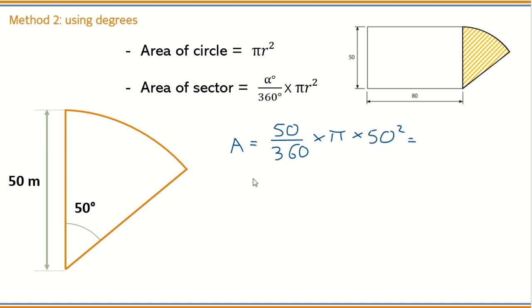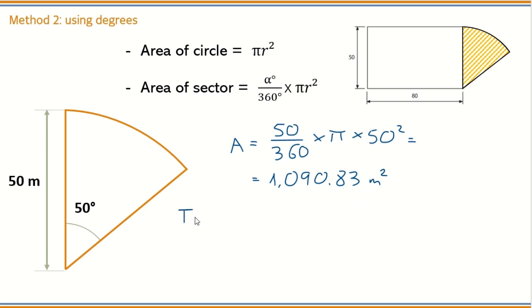And the answer is 1090.83 meters squared, which is the same answer as we got before. It doesn't matter if some decimal numbers are not exactly the same.